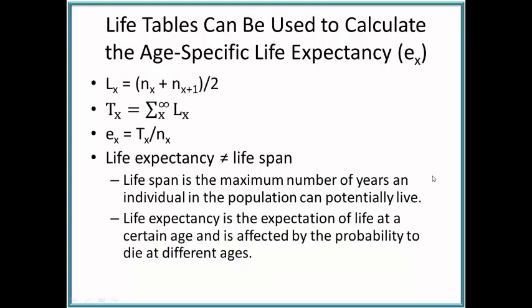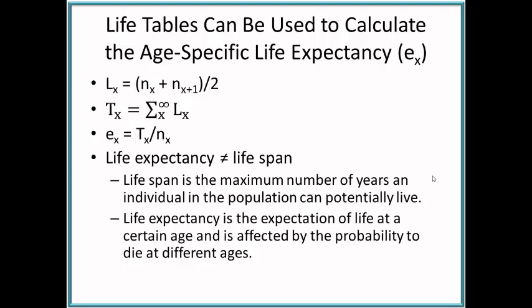Don't worry about trying to calculate this. We won't really spend, again, a lot of time calculating these in class, but I just want you to be familiar with how life tables work and what some of the information is you can glean from these life tables. Keep in mind that there's really two things here that we often talk about: life expectancy and lifespan, and they're not the same. Lifespan is the maximum number of years that an individual in a population can potentially live.